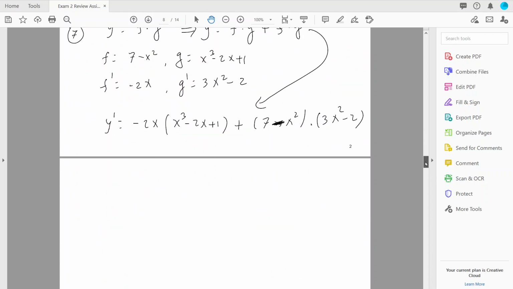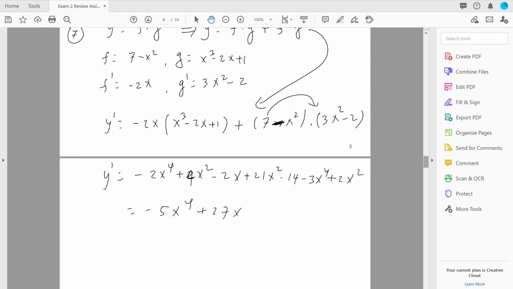So let's continue. For problem 7, if you just distribute this negative 2x here, it will be negative 2x to the power 4, positive 4x squared, negative 2x. And let's do the very same thing here. If you just distribute 7 and then negative x squared, it will be positive 21x squared, negative 14, negative 3x to the power 4, positive 2x squared. And if you simplify further, you are going to get negative 5x to the power 4, positive 27x squared, negative 2x, negative 40. And that is by using the product rule.